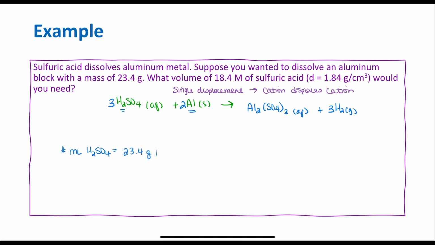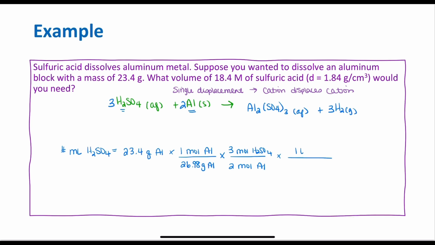We have 23.4 grams of the aluminum. One mole of aluminum weighs 26.98 grams. I'm in moles of aluminum, so I look at my reaction and I see that I have 3 moles of sulfuric acid consumed for every 2 moles of aluminum consumed. Now I'm in moles of sulfuric. Now I can use my molarity as a conversion factor.